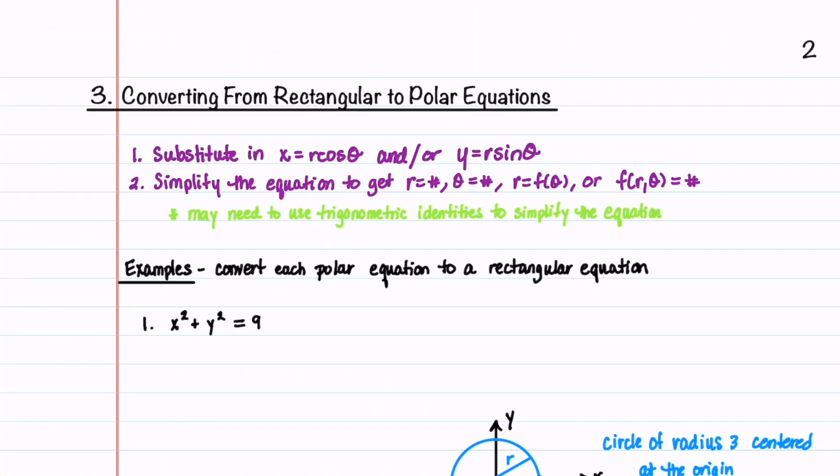Let's now learn how to convert a rectangular equation to a polar equation and walk through 3 example problems. There are 2 steps that we'll need to follow. The first step is to substitute in x is equal to r cosine theta and or y is equal to r sine theta. The next step is to simplify the equation into one of these 4 forms. To do this, we may need to use trigonometric identities to simplify the equation.